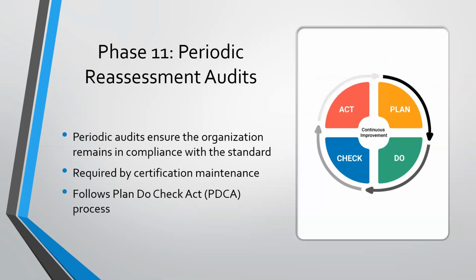Phase 11, periodic reassessment audits. So follow-up reviews confirm that the organization remains in compliance with the standard. Certification maintenance requires periodic reassessment audits to confirm that the ISMS continues to operate as specified and intended. As with any other ISO standard, ISO 27001 follows the PDCA cycle, the Plan, Do, Check, Act cycle, and assists the ISMS management in knowing how far and how well the enterprise has progressed along this cycle. This also influences the time and cost estimates related to achieving compliance.